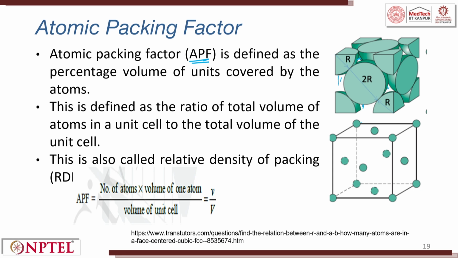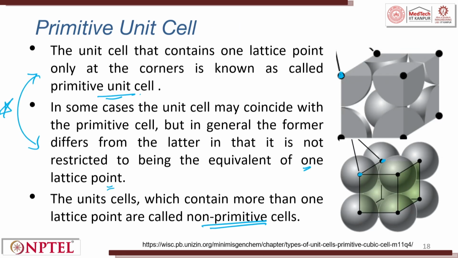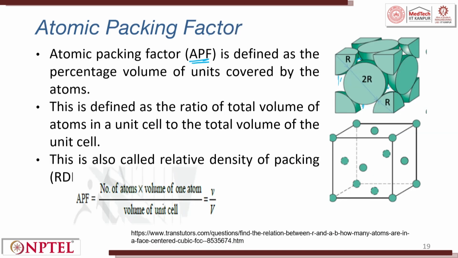of the atoms present. You have to now clearly map your understanding with primitive unit cell and non-primitive unit cell, such that you can try to understand. This is defined as a ratio. What is defined? APF is defined as a ratio of total volume of atoms in a unit cell to the total volume of the unit cell. So, this is called the relative density of packing. So, there are a number of atoms times the volume of one atom, divided by the unit cell volume.